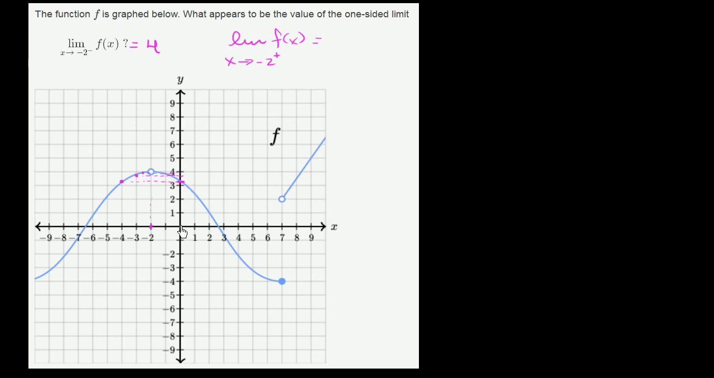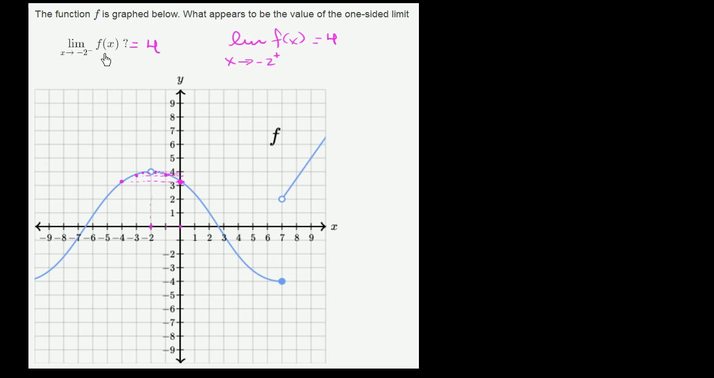Now we're going to approach from the right. When x is 0, f of x seems to be right over here. When x is 1, f of x is right over here. When x is negative 1, f of x is there. When x is negative 1.9, f of x seems to be right over here. So once again, we seem to be getting closer and closer to 4.